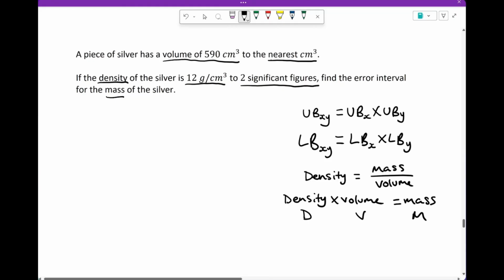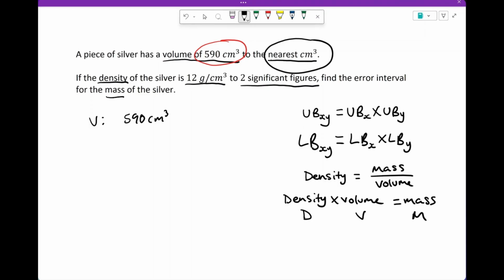Now what we have to start by doing is finding our error intervals for our individual numerical values given in the question. So that would be the 590 centimeters cubed and the 12 grams per centimeters cubed. So let's start with the 590, which is my volume. So for my volume, we have 590 centimeters cubed, and it's to the nearest centimeters cubed. Now, when it says nearest centimeters cubed, that is essentially the nearest whole number, okay? Because if you had 590.2, if you round to the nearest centimeters cubed, it would be 590, which is essentially the nearest one.